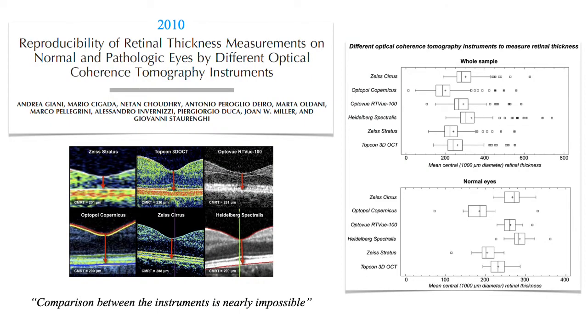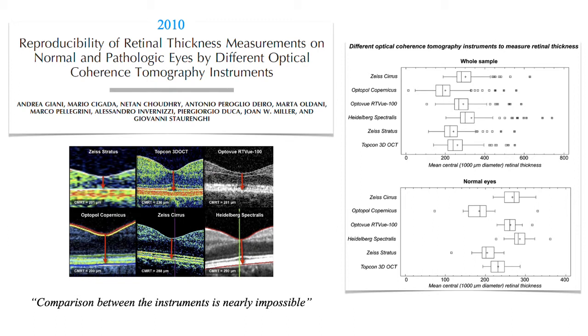Our group also studied this particular topic. In 2010 we published the reproducibility of retinal thickness measurement on normal and pathological eyes. In this case, we used 6 different OCTs. 5 of them were spectral domain OCT, and the only one was the Zeiss Stratus, that was the only time domain available on the market at that time.